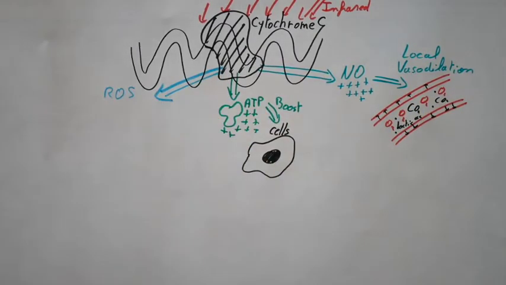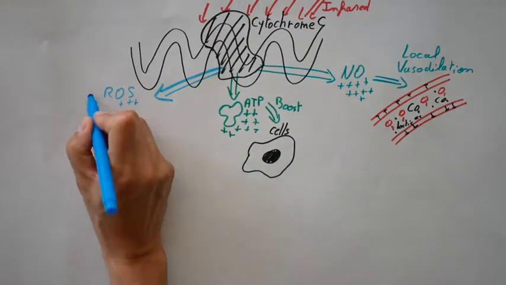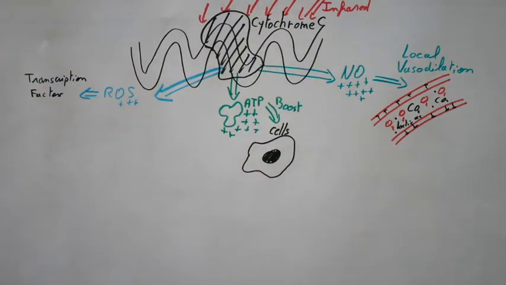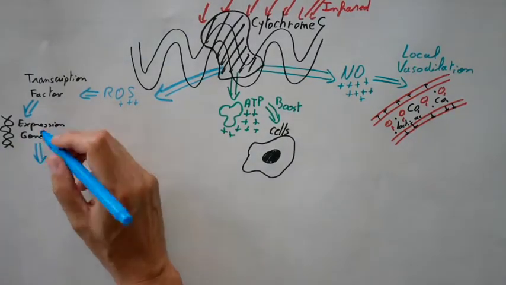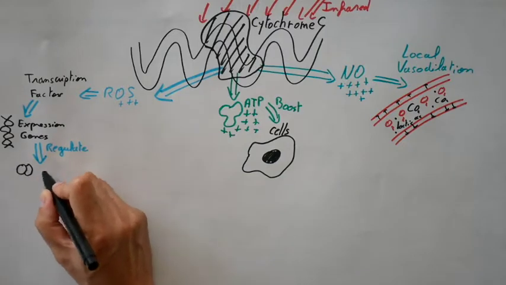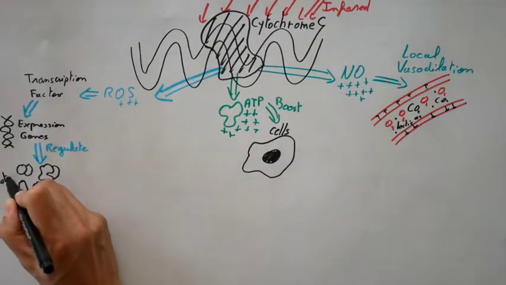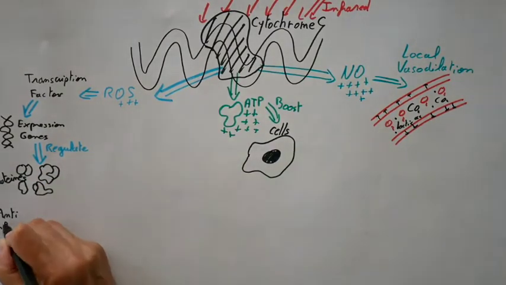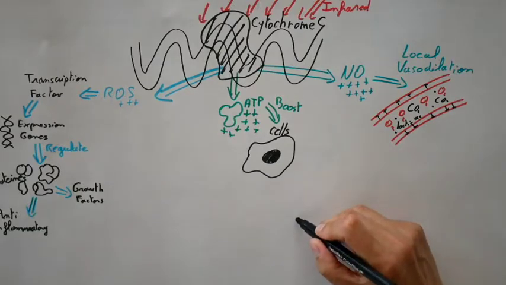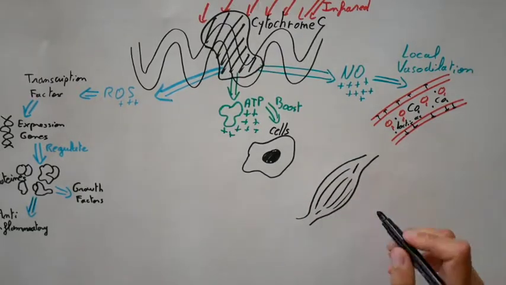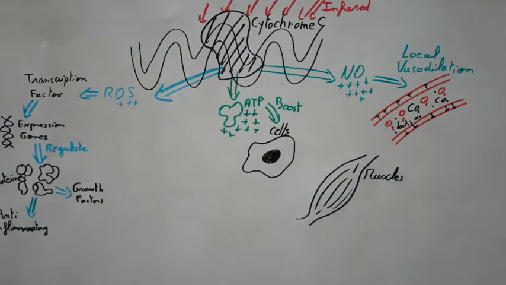Then, the increase of ROS, reactive oxygen species, activates a series of events: the transcription factors, the expression of specific genes that will regulate the production of various proteins, such as anti-inflammatory signals and growth factors. The increase of blood supply improves tissue oxygenation and the elimination of the metabolite waste, such as lactic acid.